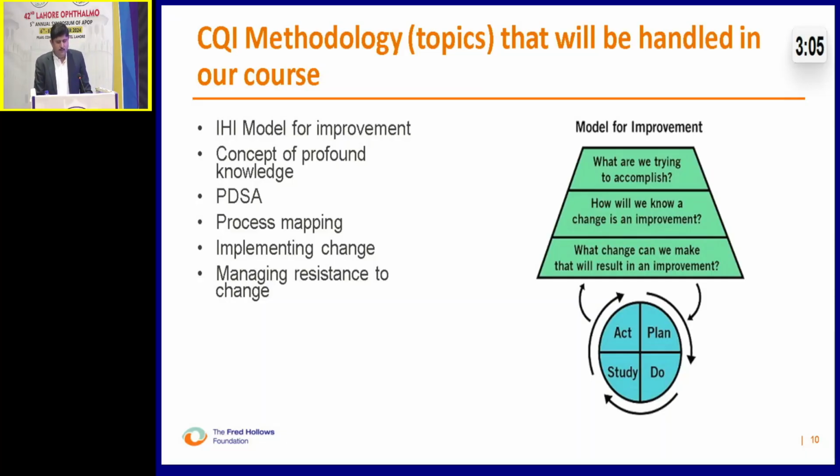the IHI Model for Improvement, and this model talks about three profound questions: what are we trying to accomplish, how will we know a change is an improvement, and what change can we make that will result in improvement. These questions can be answered in any order, followed by a PDSA: plan, do, study, and act, so that at the end of the day we are sure that the change we want to bring in is really bringing the required changes.